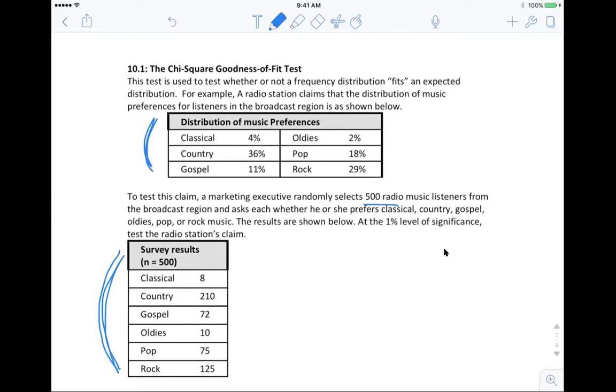Okay, so the claim is always what we're going to call expected, and from the sample is always what we'll call the observed. We observe it from the sample. Okay, and we're going to now test the radio station's claim that this distribution up here is correct. Okay, so let's go through the steps of how that would look.